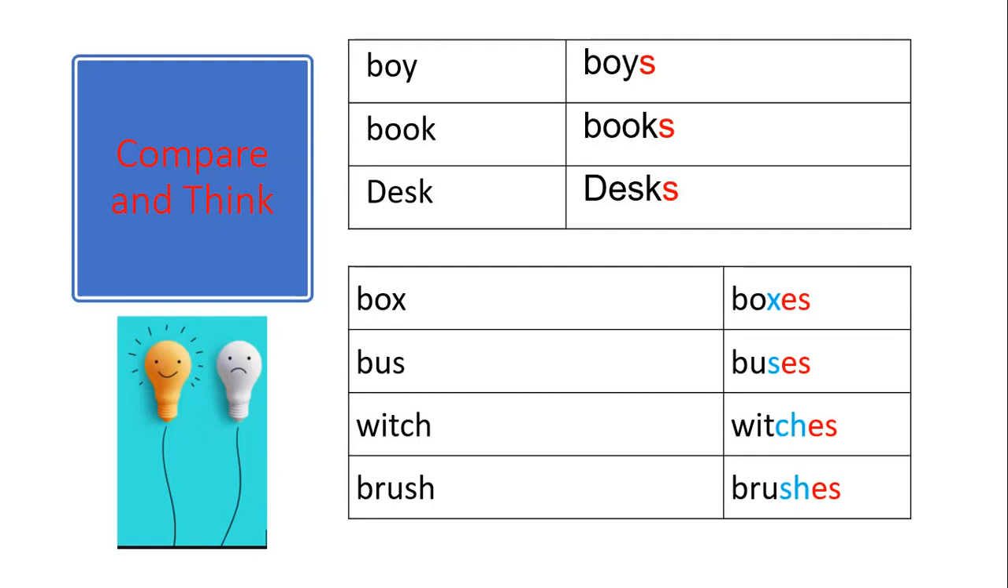You are right. If the word ends with X, S, CH or SH, we add ES. So singular is changed into plural in English by adding S or ES. But if the word ends in X, S, CH, SH, we add ES. Okay, that is the first rule. Now look at the second rule.